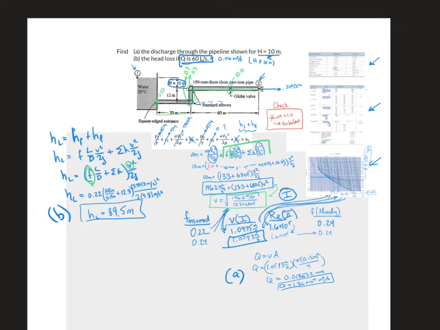So what I did instead was I noted that we had forgotten to check to see if the flow was turbulent. You see that big red bit right there. I forgot to check that.